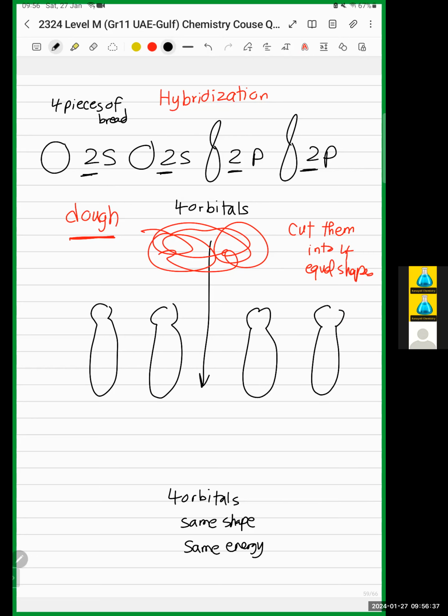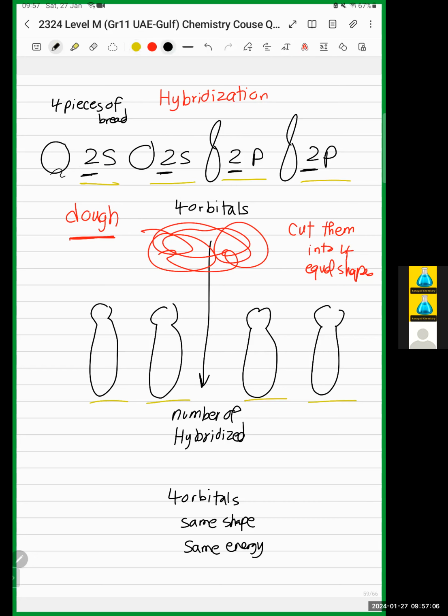So always remember the number of the hybridized orbitals. What is the hybridized orbitals? The number of orbitals that have gone through hybridization is equal to the number of orbitals that I started with. How many orbitals did you start with? 4. 1, 2, 3, 4. And how many orbitals will you end with after hybridization? Also 1, 2, 3, 4. What is the difference before and after hybridization?